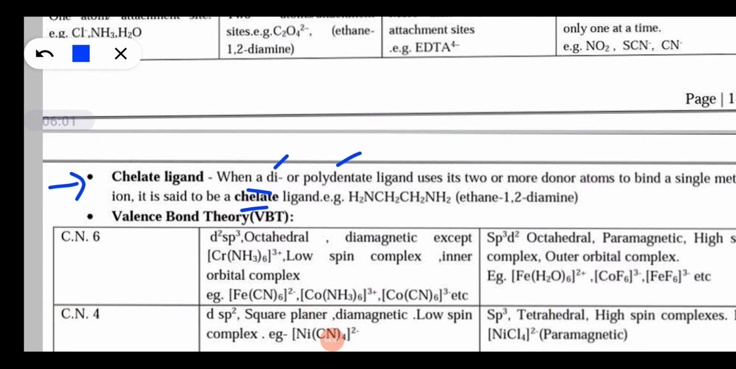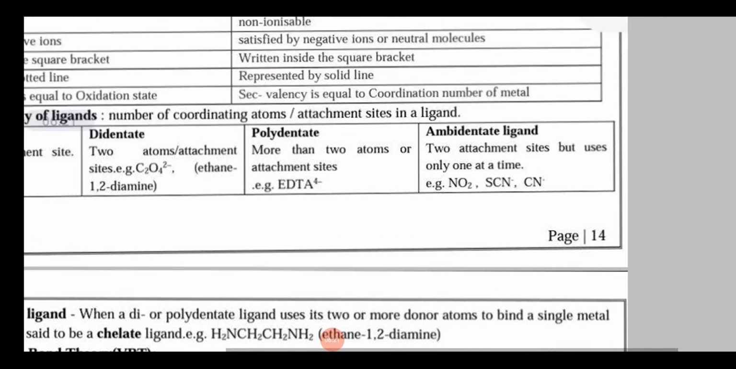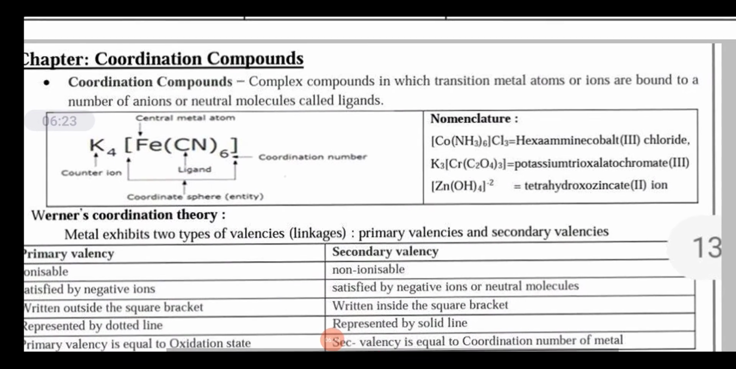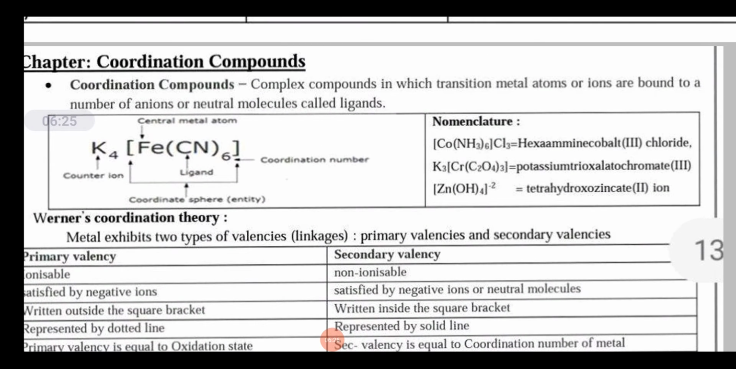So the chelate ligand may be a di- or polydentate ligand, so it will use two or more donor atoms to bind to the central metal ion. So ethane-1,2-diamine is one of the chelate ligands. Similarly, oxalate can also be regarded as a chelate ligand. Now I'm coming to the nomenclature part, which is one of the most crucial topics.